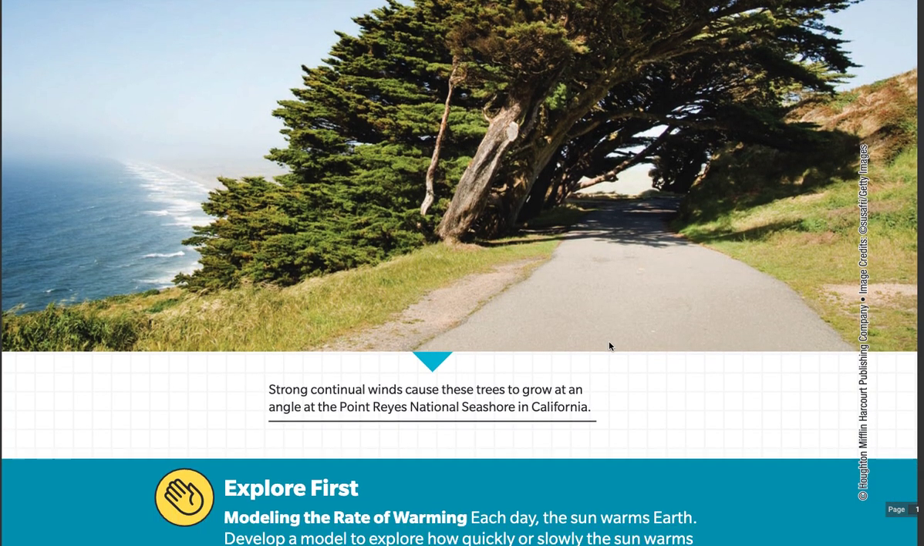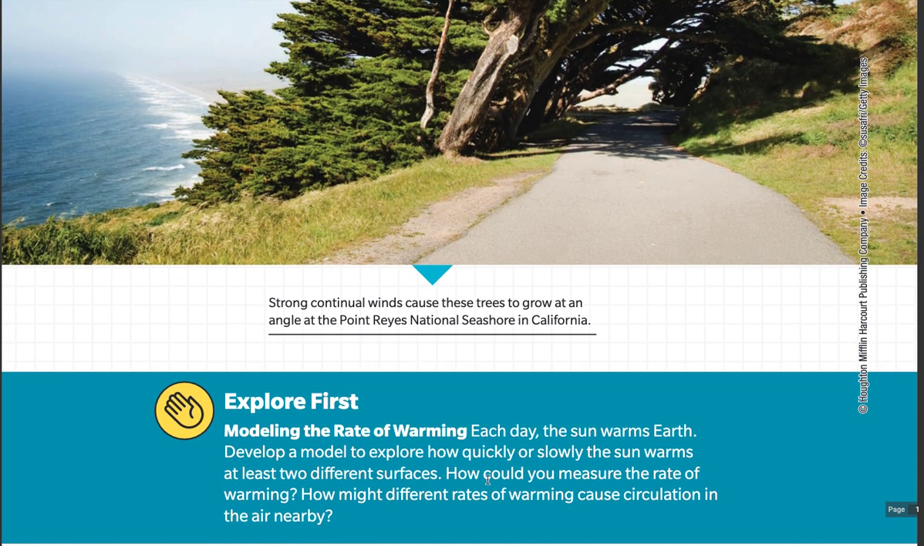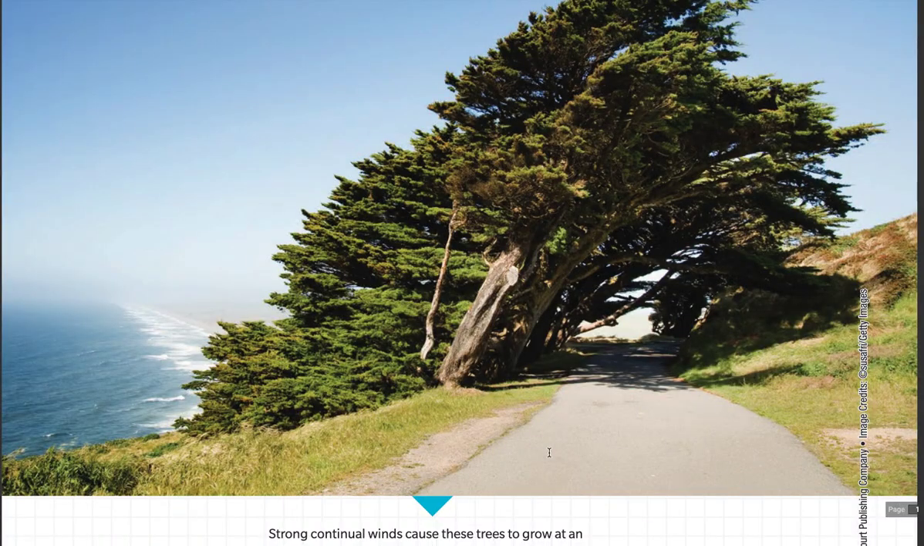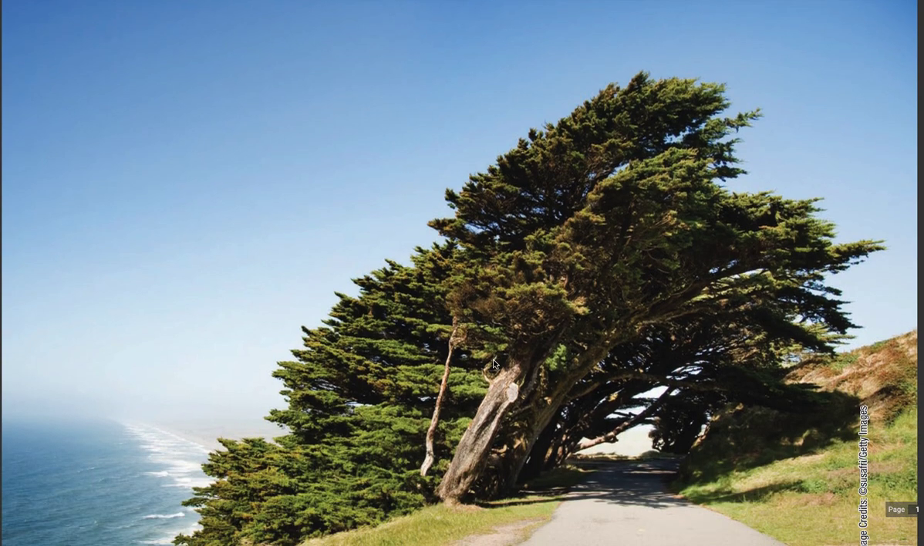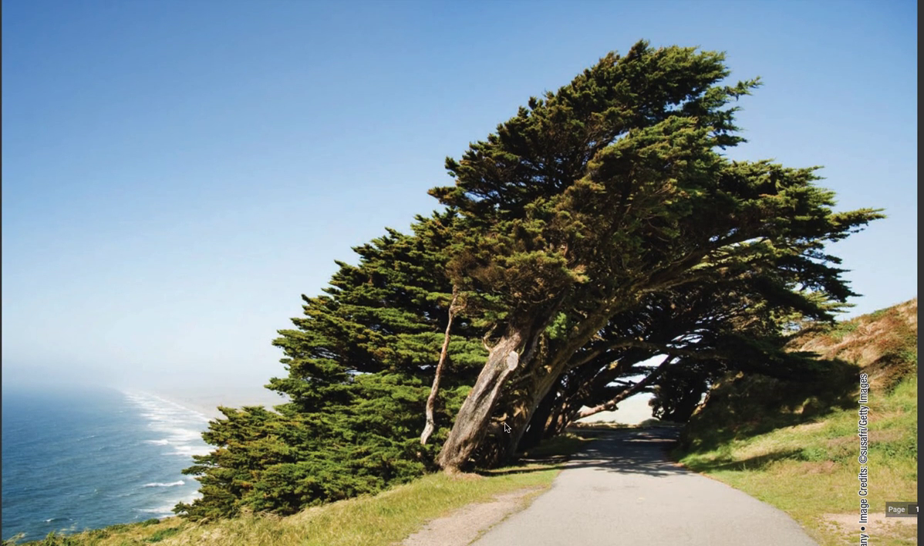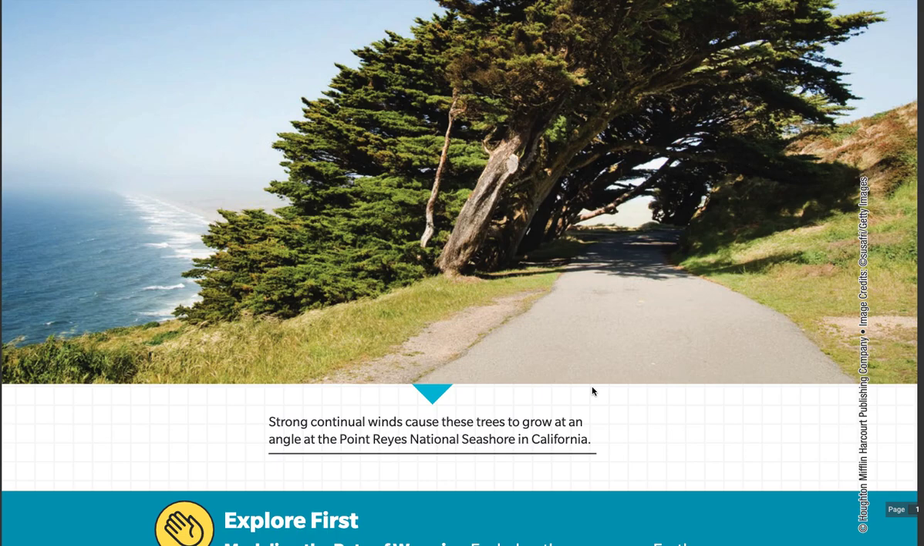But this is an example of how the wind affects different things. And so this lesson is about how air moves in patterns and affects things across Earth. And this tree, how it's all slanted like this, is an example, because along the way, this road up back this way goes to the lighthouse at this park, and it's always really windy going in this direction, so it has forced all these trees along this path to grow in a curve. It's pretty neat.